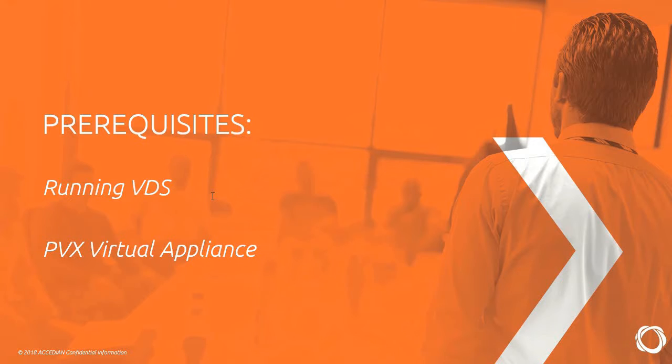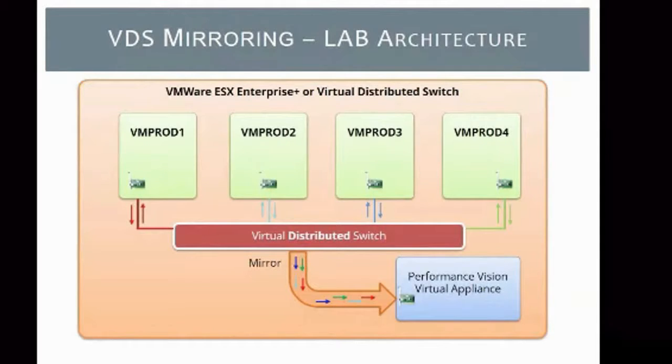So our environment, here is our setup where we have 4 different servers attached to the virtual distributed switch, and we are going to port mirror 2 of those, vMon Prod 1 and vMon Prod 3, out to our PVX virtual appliance.